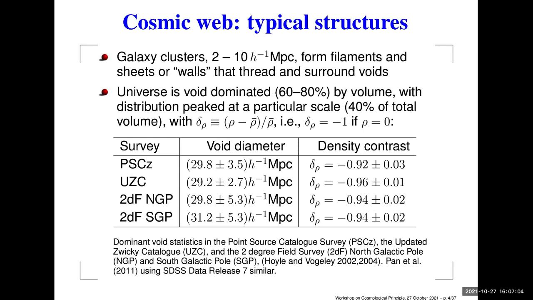And so we have a cosmic web, and these are the dominant structures. Just these voids are 40% of the volume of the local universe. And if you look at voids on smaller scales, then it's fair to say that the universe is void dominated.